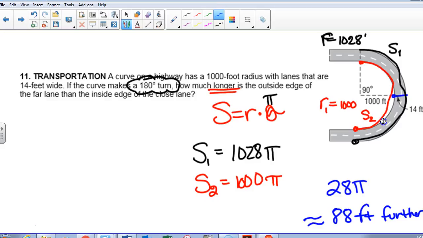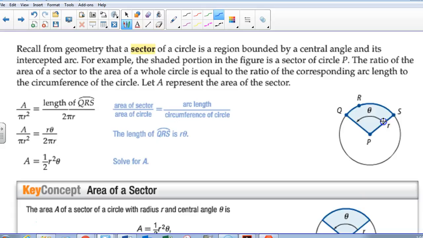That's why those NASCAR guys want to hug the curve, right? Save a little bit of distance.